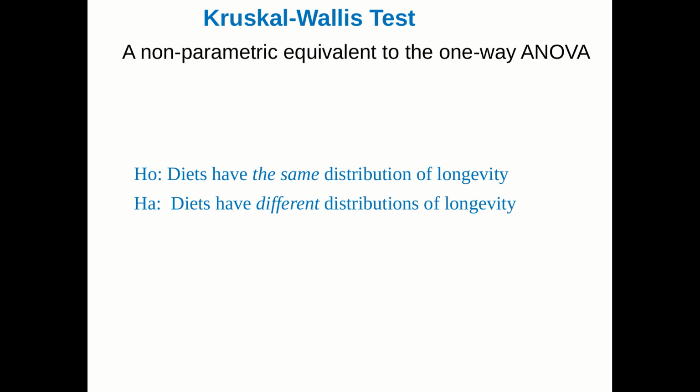Remember, non-parametric tests don't estimate means or spread measurements like variance or standard deviation. So the alternative for the non-parametric Kruskal-Wallis test would be that diets have different distributions of longevity. In other words, if they have different distributions, they should come from different populations.